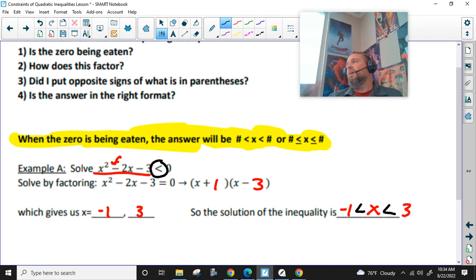Now, also with constraints about these, when you talk about graphing, you'll look at different things and how it's shifted and moved and everything. This is the main part right here. Zero being eaten. That's this example. How does it factor? We factored it. Did I put the opposite signs? I did. Is it in the right format? Yes. That's it. Are you good?